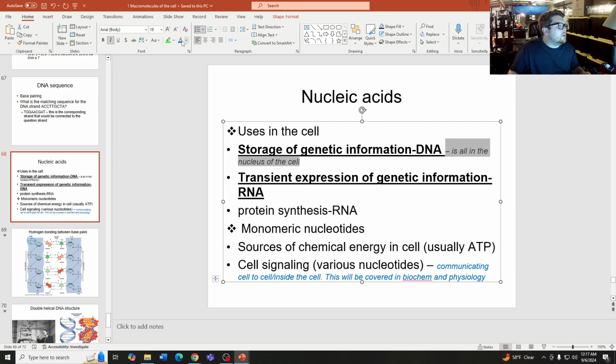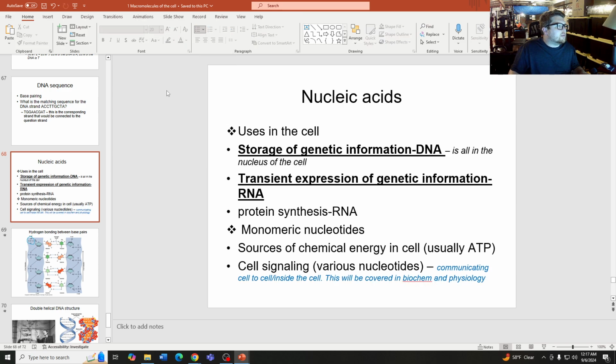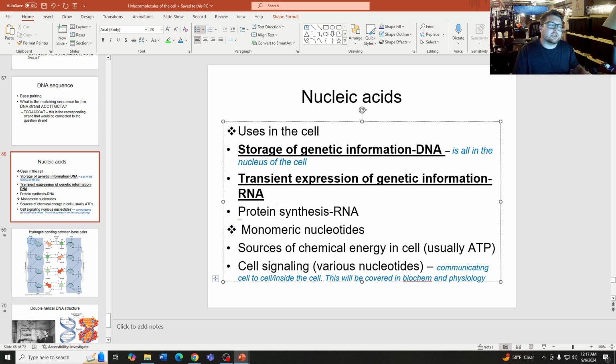So how do we affect and impact the rest of the cell, if the rest of the cell needs to know this information? That is through creating RNA. We make RNA from DNA in order to take that information out of the nucleus and get it to where it needs to go to make proteins and make other things, in order to keep the cell functioning the way that it's supposed to.